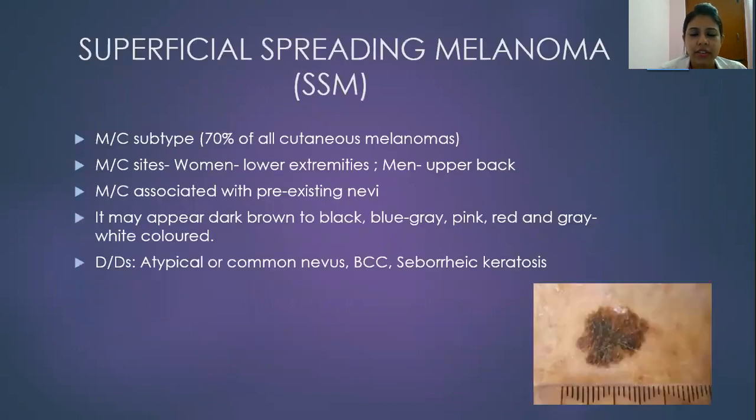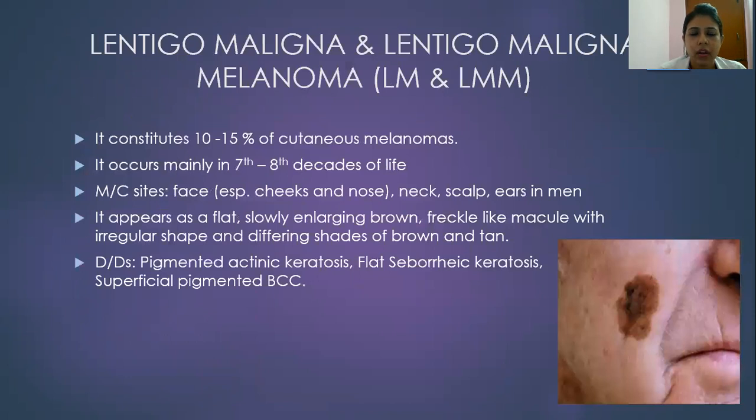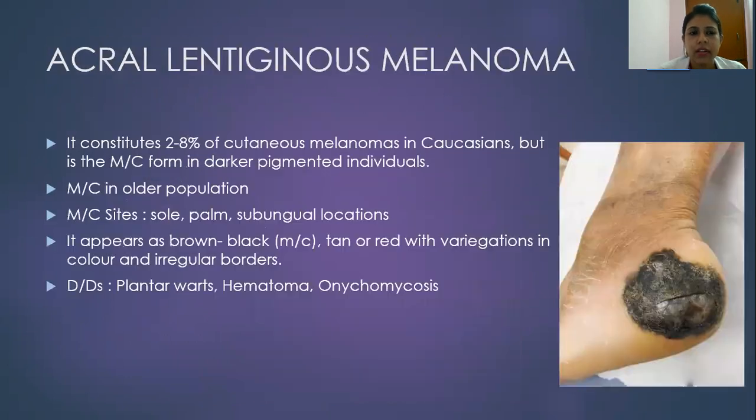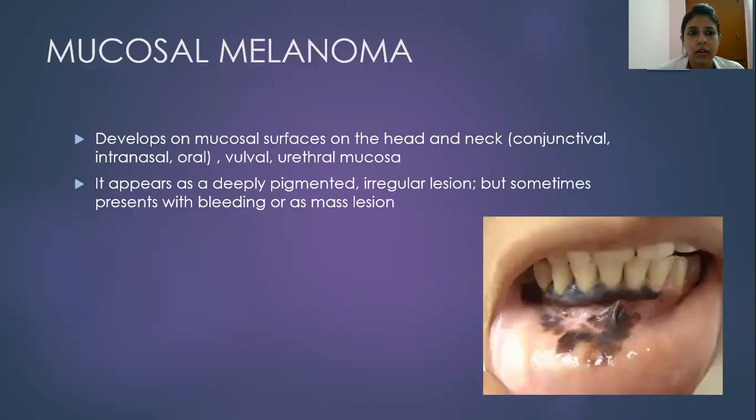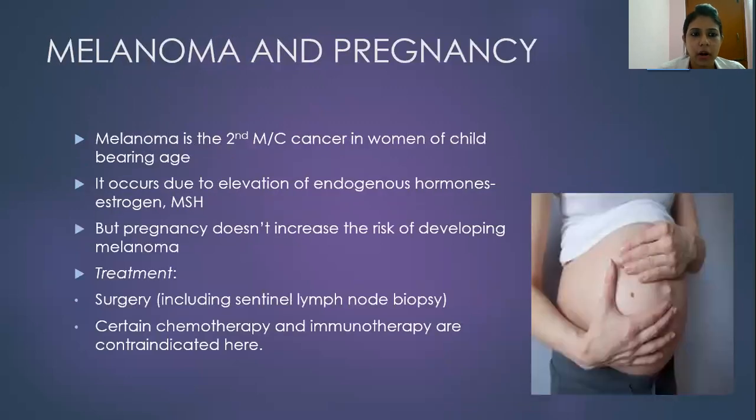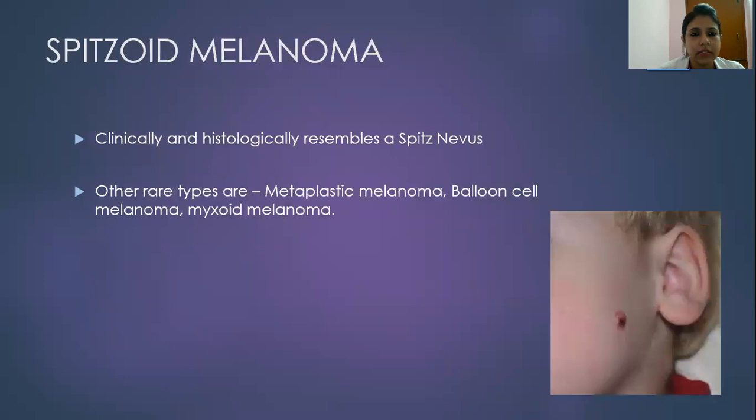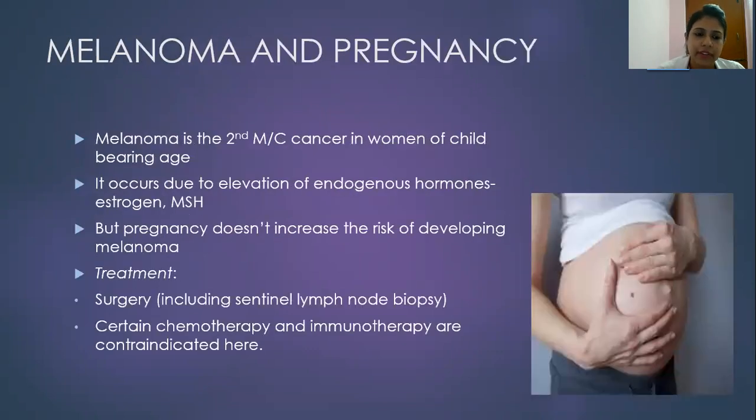There are different subtypes: superficial spreading melanoma, the most common type; nodular melanoma, the second most common type; lentigo maligna and lentigo maligna melanoma, the third type. Then other types: acral lentiginous melanoma, desmoplastic melanoma, mucosal melanoma, nevoid melanoma, and others. These are the different subtypes. Now we have melanoma in special situations like pregnancy and the pediatric type. Pregnancy will happen without surgery.